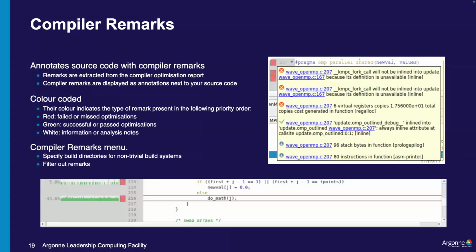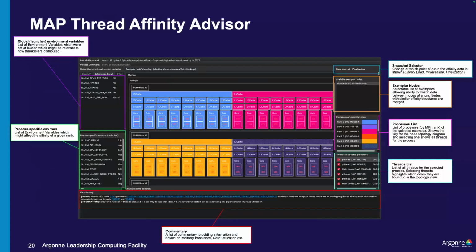I won't touch too much on compiler remarks, but this is a feature where if you've compiled your application with a compiler optimization report, then you can import that optimization report into MAP, and it'll tell you on which line the compilers have made some decisions. So this could be things like cost models. If the compiler says it didn't vectorize part of your code because of the cost model it was using, then you can say, well, I don't agree with that, and you can write some directives in your code to override some of the compiler decisions. But this is quite an advanced feature.